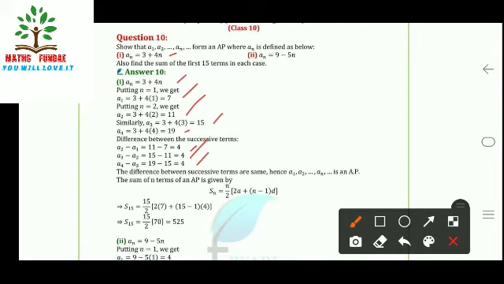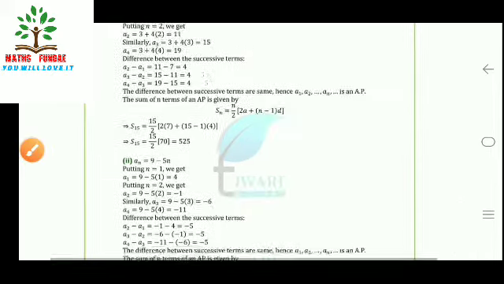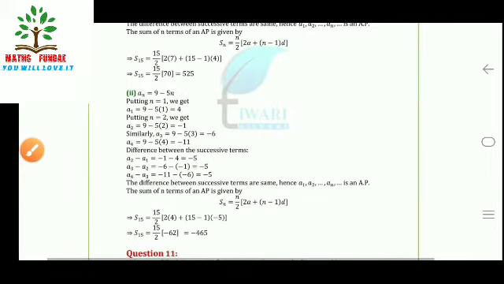Now we have to find the sum of the n terms. So Sn is equal to n upon 2 into 2a plus n minus 1 into d. Putting the values here, the result is 525. 525 is the answer. Now looking at the second part, what do we have?